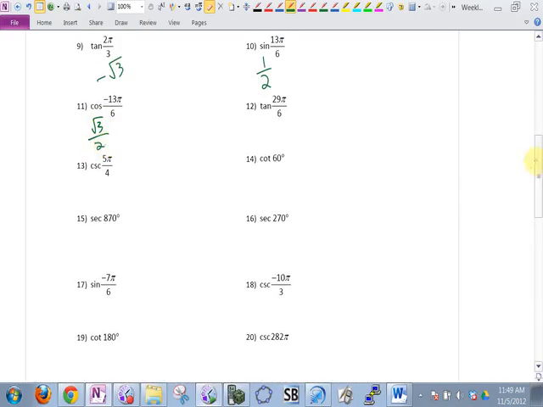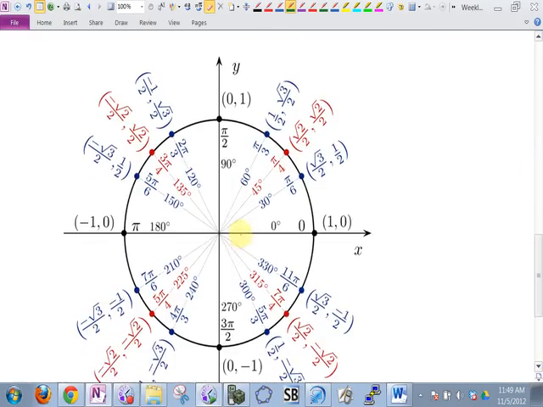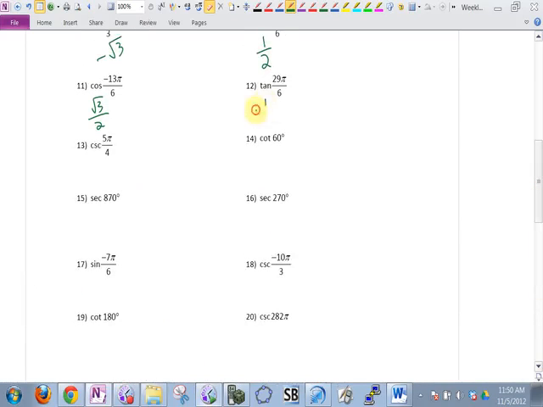The tangent of 29 pi sixths. So here's 12 pi sixths, 24 pi sixths, 25, 26, 27, 28, 29. So at this point right here, tangent is the y coordinate divided by the x coordinate. Again, the 2's just cancel. So you get 1 over negative radical 3, of which, if you rationalize the denominator, you should end up with negative radical 3 over 3.